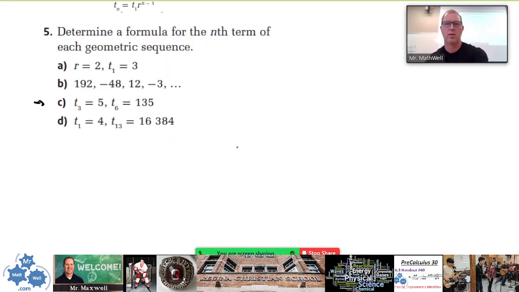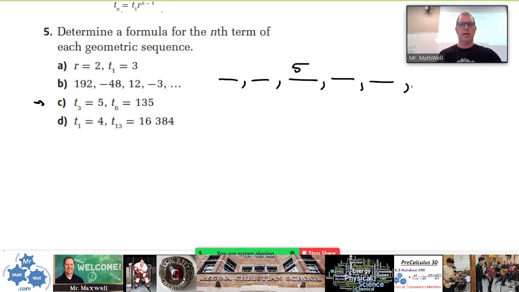All right. Okay, so 5C, let's do 5C as well. Determine the formula for the nth term of each geometric sequence. Okay, so there's T3, there's T6. Watch this. This is 5, this is the 6th one. Okay, so remember the nth term formula, T of n equals T of 1 times r to the n minus 1. So I need T of 1, which I don't have. I need r, which I don't have. So I have to find either r or T of 1 first.